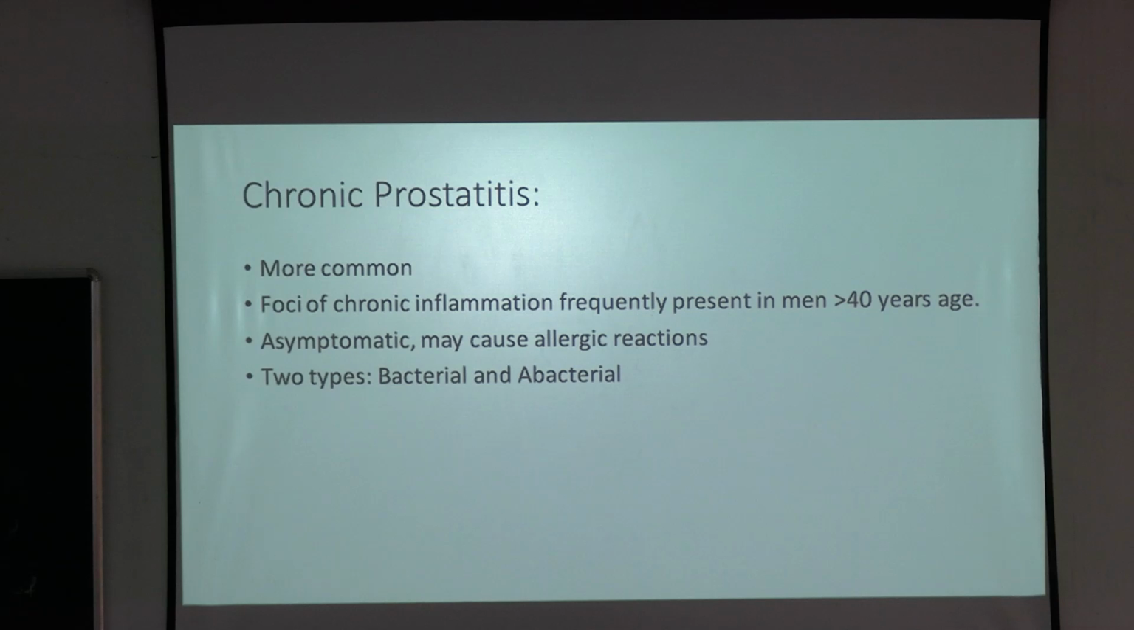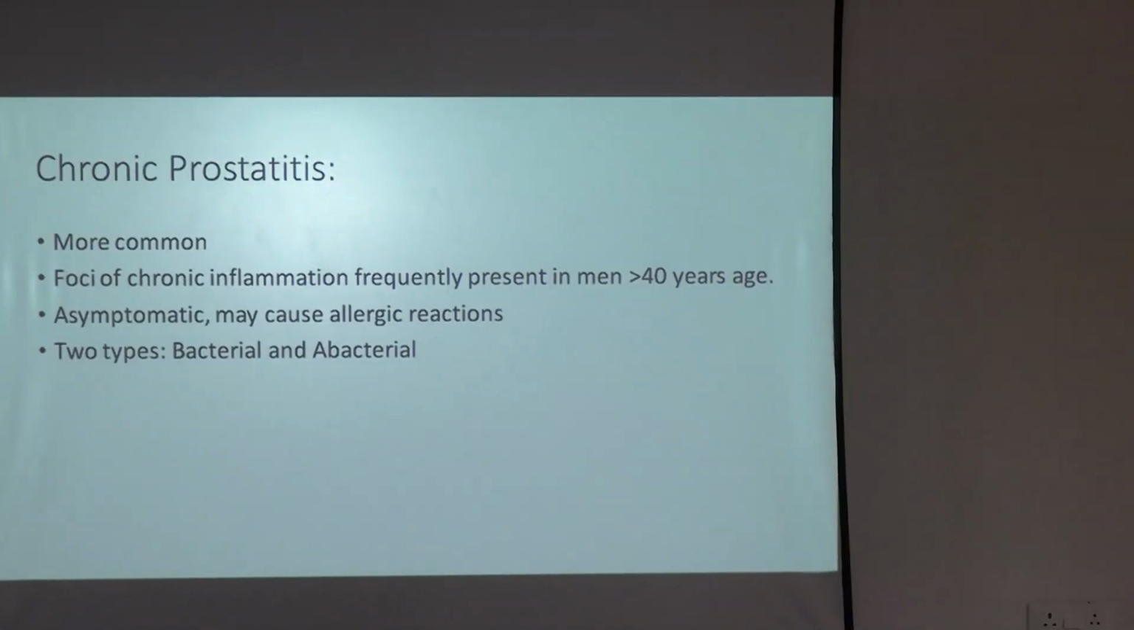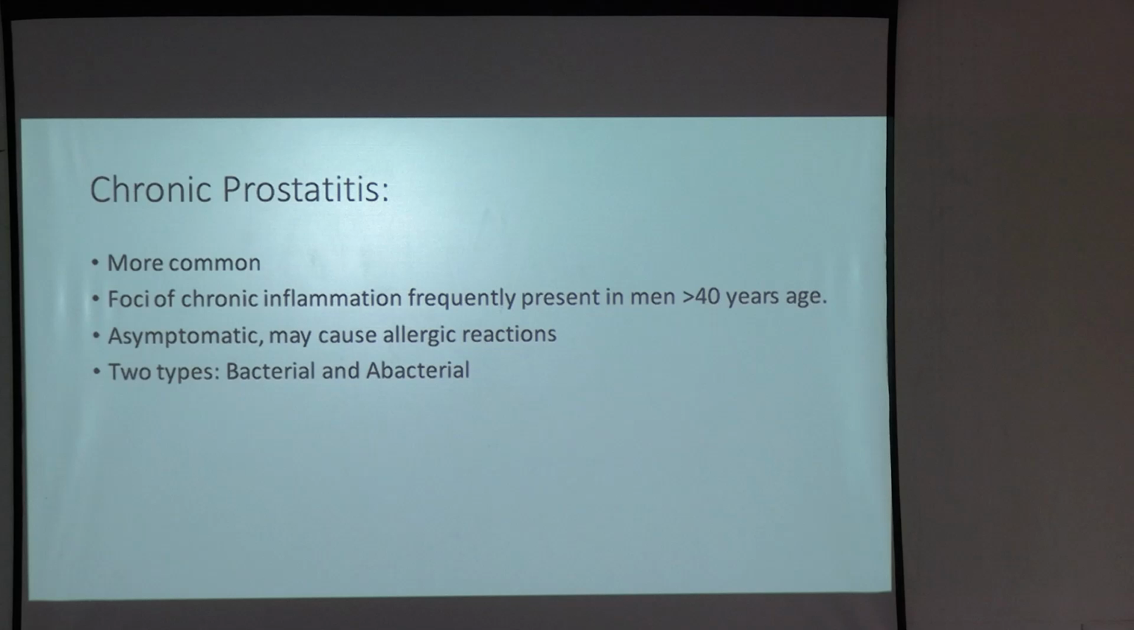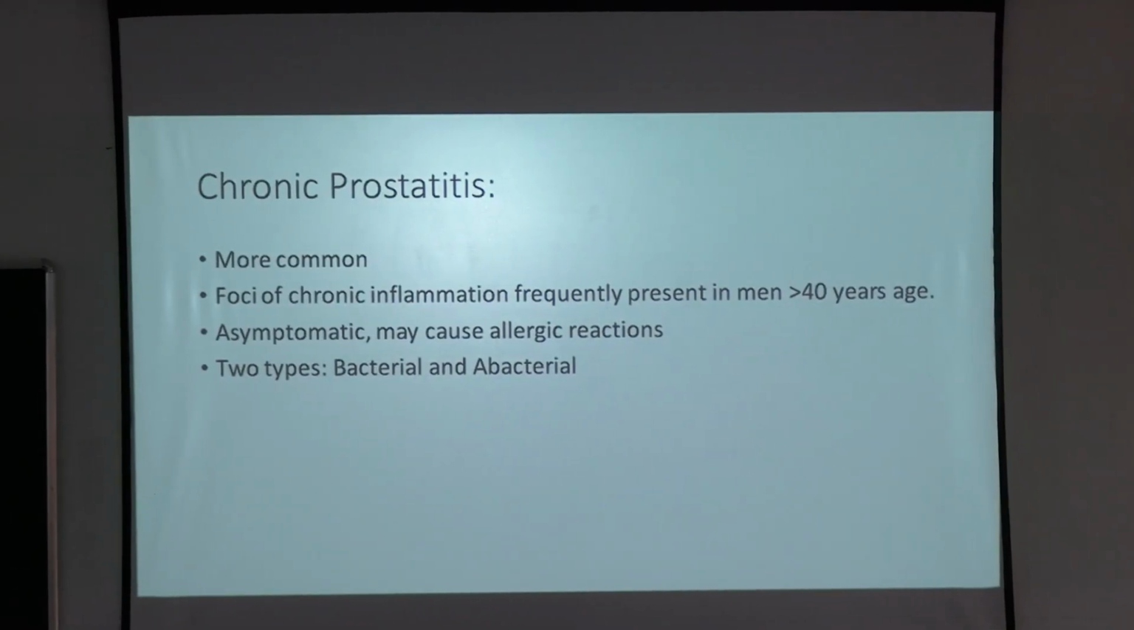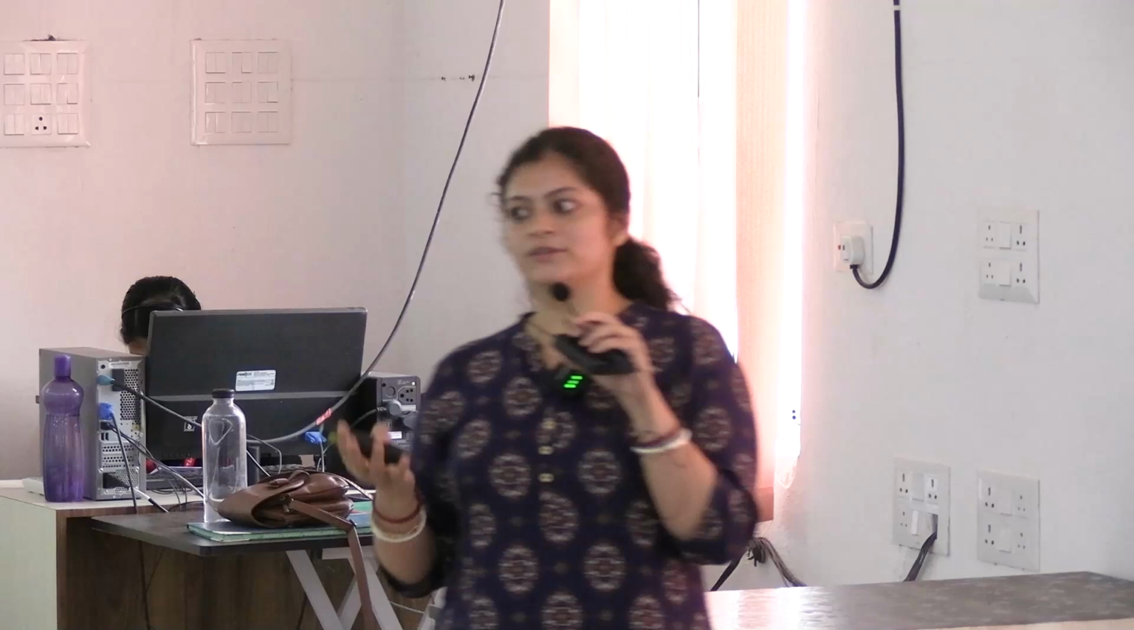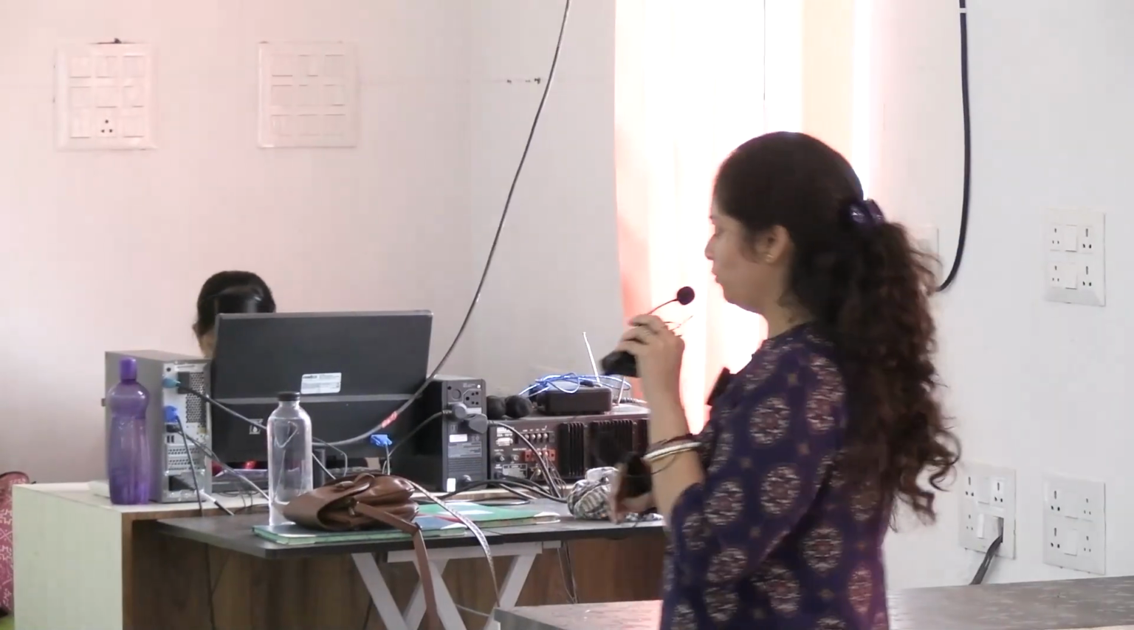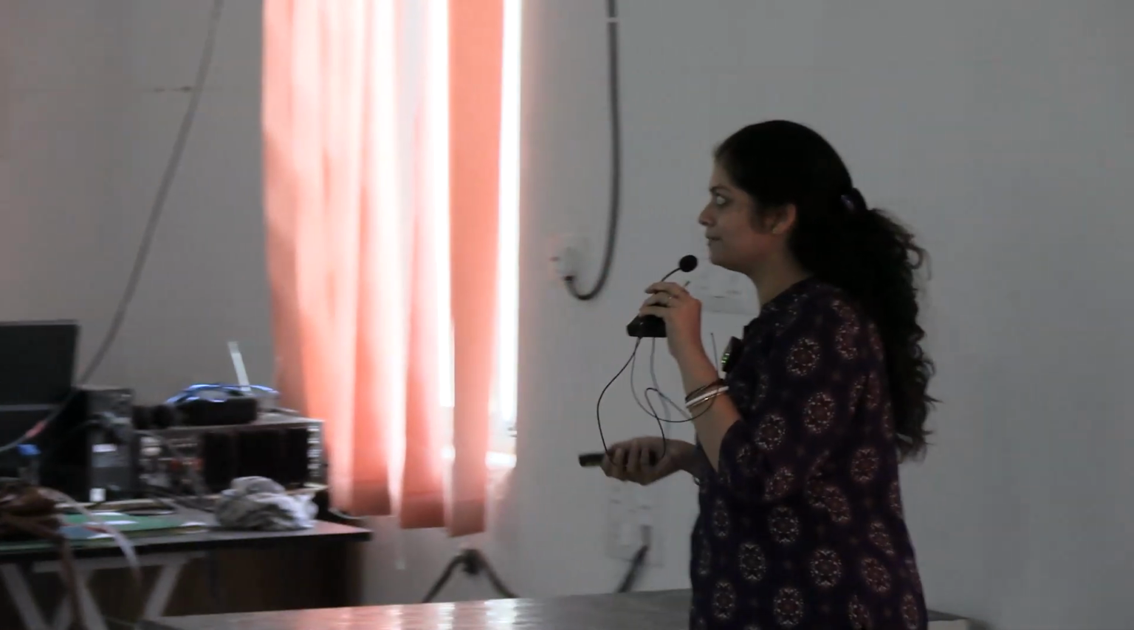Chronic prostatitis is more common and there will be foci of chronic inflammation which is frequently present in males who are more than 40 years age. And in males more than 80 years age, 75 to 80% of the prostates will have chronic inflammation, okay, which might be symptomatic or asymptomatic. Now coming to the clinical features, how will the patient present? As I said, they are mostly asymptomatic, sometimes they might have some allergic reactions. And chronic prostatitis are of two types, one is bacterial and the other one is abacterial, okay.